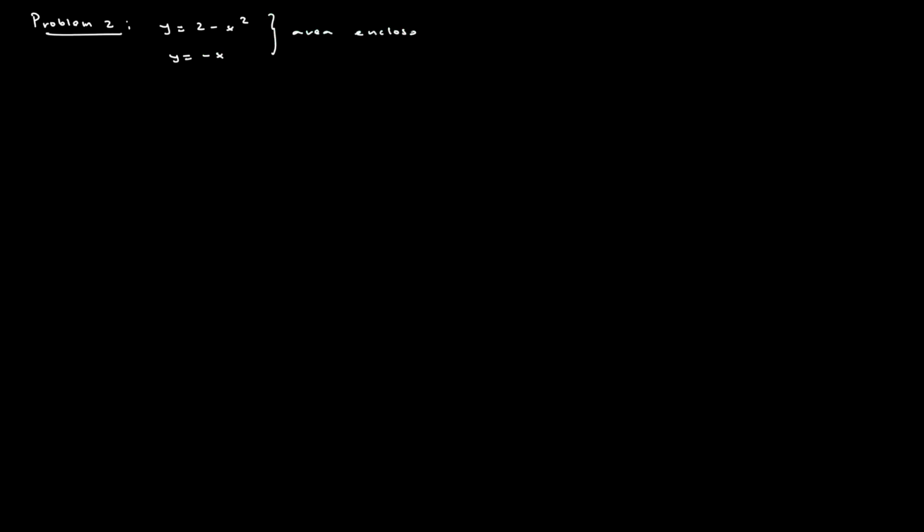Area enclosed by these functions. So in this case, we're not given an interval. We're told that we have these two functions and we want to find the area enclosed between them. And that means we have to find the intersecting points between the functions, and that will help us determine the interval. So the first thing we have to do is find where these functions intersect.